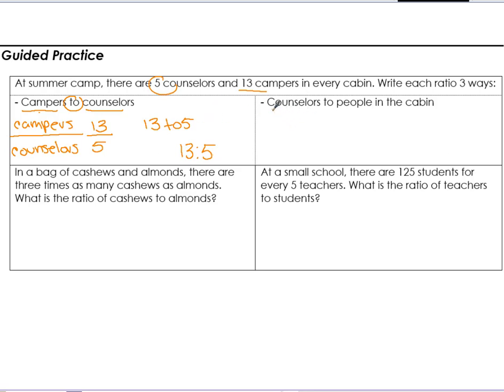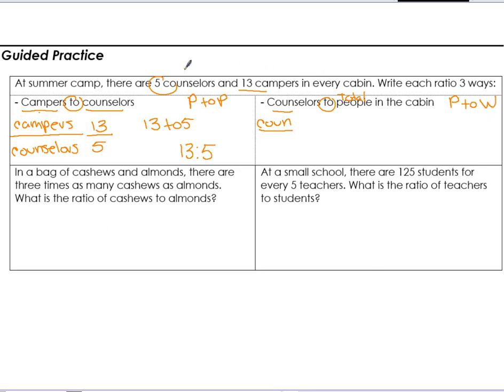Second one, it says counselors to people in the cabins. So in this situation, again, I'm going to write it out, counselors. I'm just going to abbreviate it, counselors to the people in the cabin. So this is the actual total. So this first problem was a part to part, but the second example is asking to go from a part to the total or the whole.